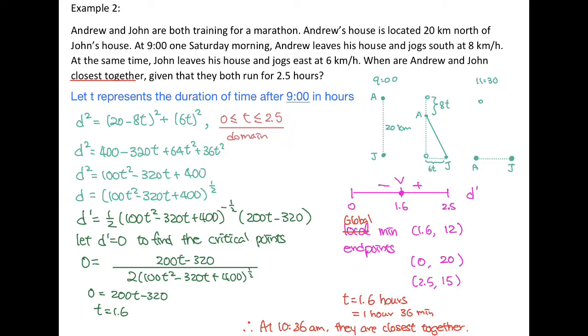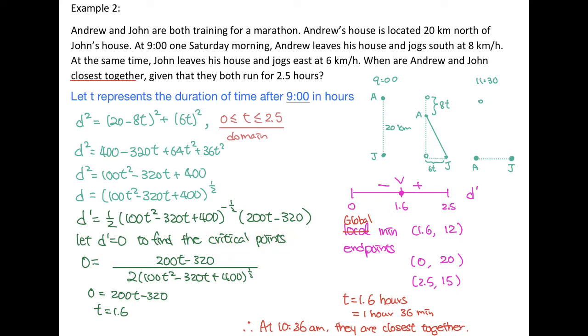Once you have the equation and the domain, then we are ready to differentiate. But once again, this will be easier to differentiate if we have the expanded form. So we expand it and remove the square by taking the square root. And we use chain rule to differentiate it. So bring down the exponent, take away 1, times by the differentiation of the base. And we let d prime be 0 to find out the critical points.